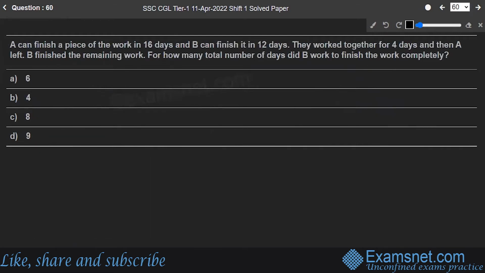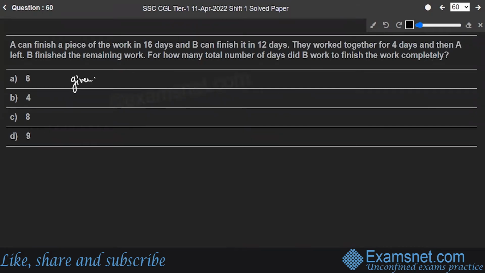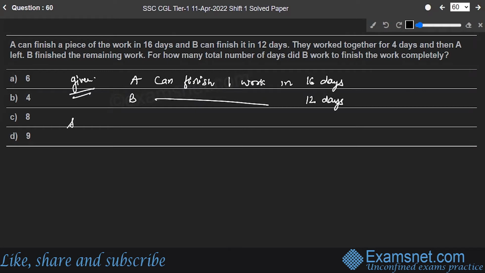All right, so next question is question number 60. A can finish a piece of work in 16 days. B can finish it in 12 days. They worked together for 4 days and then A left. B finished the remaining work. For how many total number of days did B work to finish the work completely? What you are given is that A can finish one work in 16 days and B can finish that work in 12 days. Okay, so let's go with the solution of the problem.